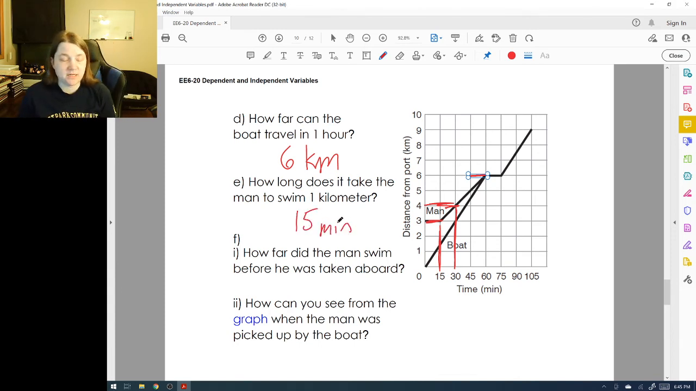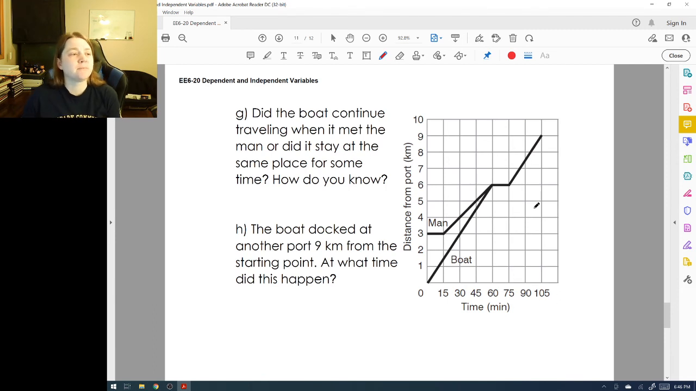How far did the man swim before he was taken aboard the boat? Well, he started off at 3 and he got all the way to 6. So that's 3 kilometers. And we can see on the graph where the man was picked up by the boat, because for a while, neither one of them made progress, probably as the man was climbing up on there and making sure that he didn't get accidentally run over, because that can be dangerous. Be careful, be safe, ladies and gentlemen.